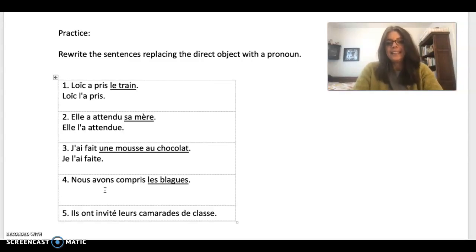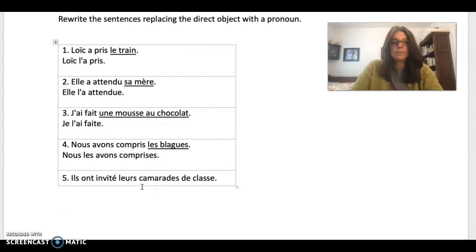All right, blague is feminine. It's une blague. So nous, it's plural. So we're going to put les avons compris. We're going to add an E for feminine and an S because it's plural. So we have nous les avons comprises.